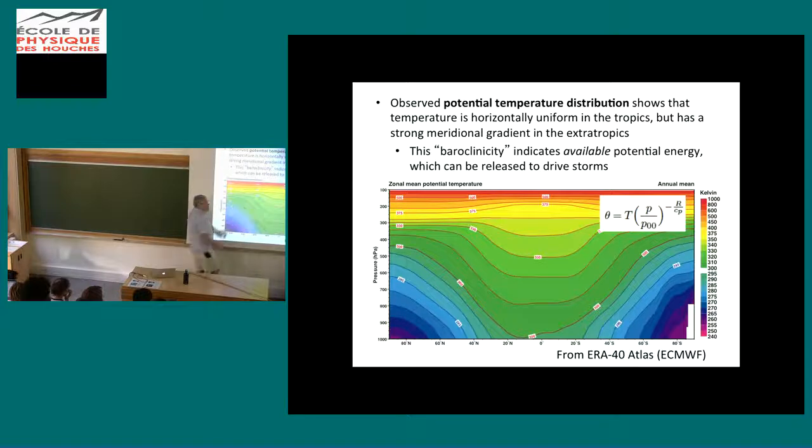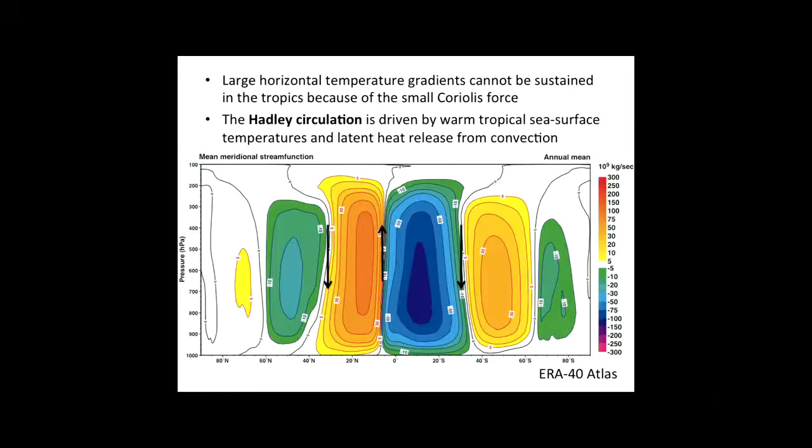And if you can somehow release that, that's an energy source. That's called available potential energy, and I'm sure that Isaac Held will talk about that in his lecture. So in fact it's unstable, and that's what's called baroclinic instability, and that can be released. So it's called baroclinicity: the potential energy you have connected with the horizontal temperature gradient.